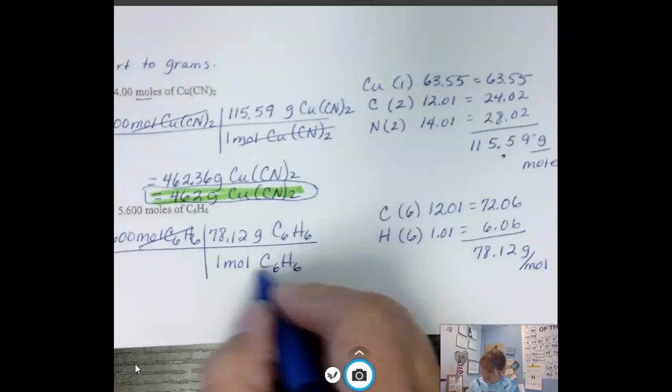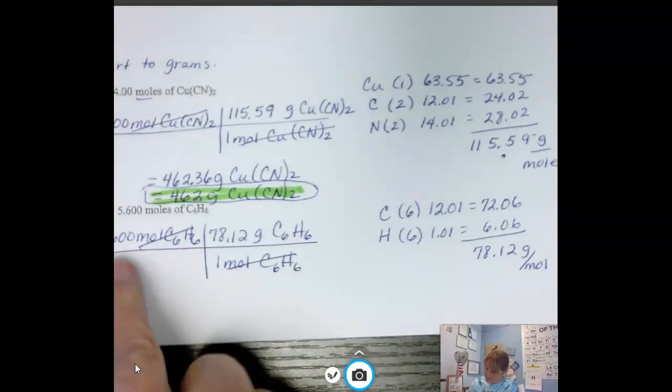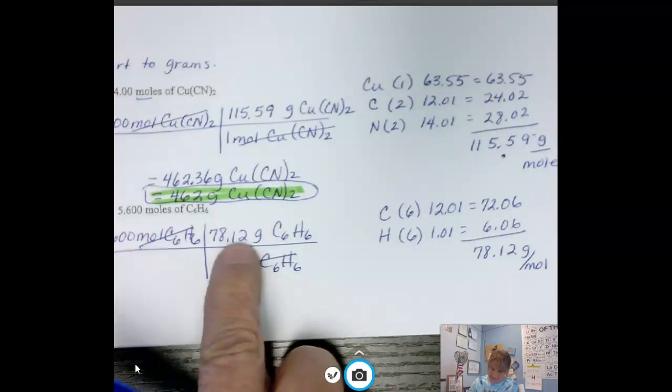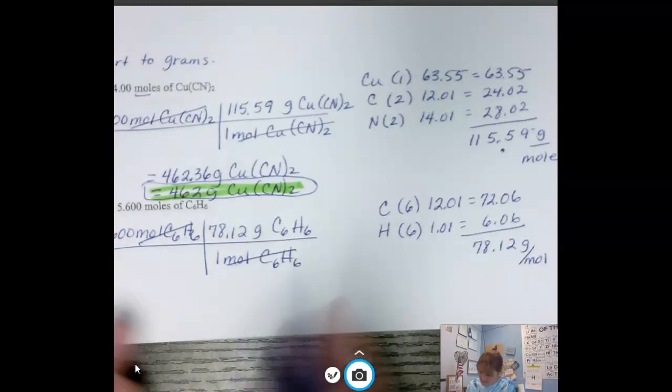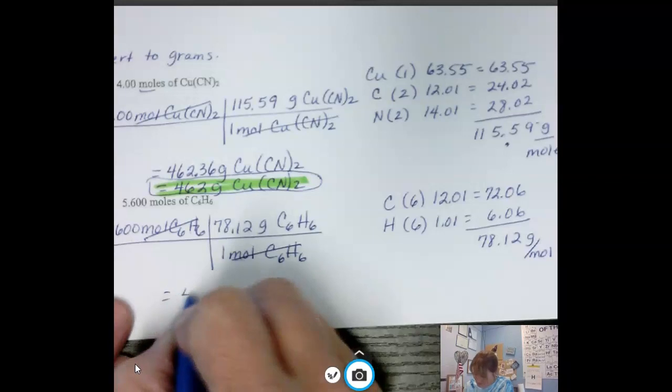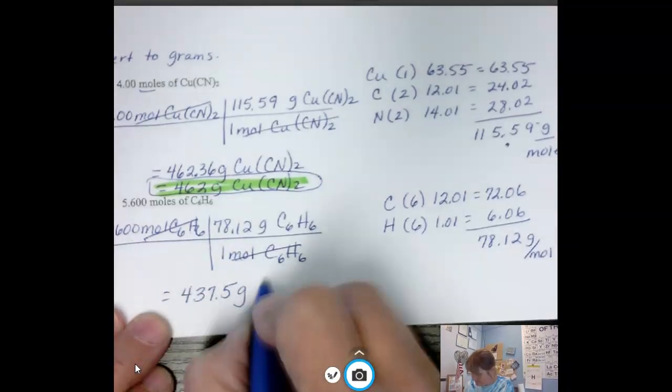Okay. Unit cancellations. The rest, again, is calculating. Now watch here. I've got 4 here. I've got 4 here. This time I'm going to have 4 digits in my answer. And so it's 437.5 grams.